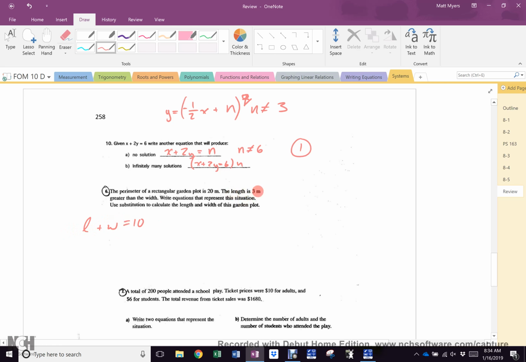And the length is 3 meters greater than the width. Right? So the length equals the width plus 3. The length is greater than the width. So this is set up for substitution, isn't it? Because L is W plus 3. So W plus 3 plus W equals 10. 2W plus 3 equals 10. 2W equals 7. W equals 3.5. What's L? 6.5.